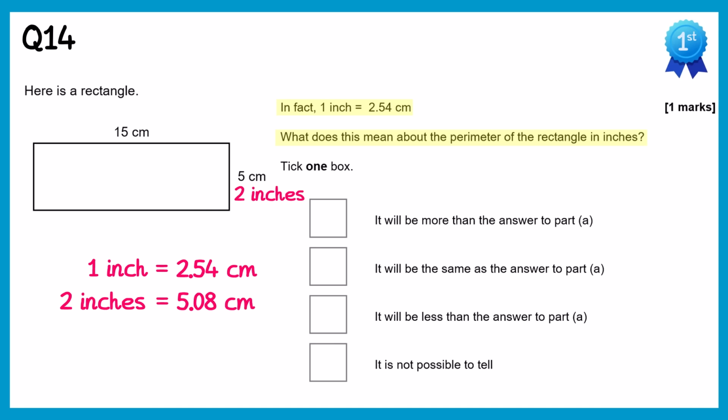This means that with the new conversion, 2 inches will no longer be 5 centimeters, 2 inches will be 5.08 centimeters. This means that when we convert the 5 centimeters into inches, like we did in the previous part of the question, we'll end up with slightly fewer inches. Because if 5.08 centimeters is the same as 2 inches, then 5 centimeters must be slightly less than 2 inches. This will mean that all of the lengths of the rectangle will be slightly lower than they were in the previous part. So the answer is the third one, it will be less than the answer to part A.